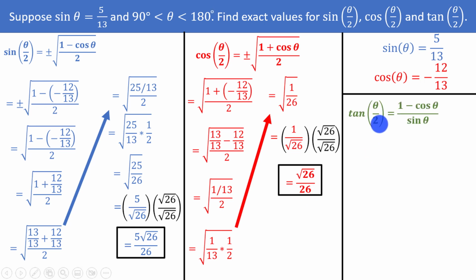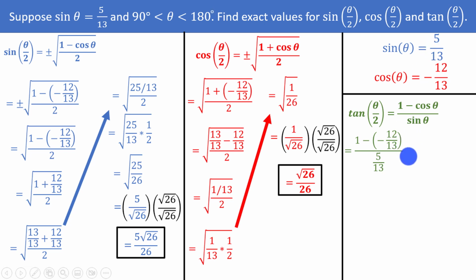Finally, tangent of theta over 2 is the same thing as 1 minus cosine of theta divided by sine of theta. There are 3 options for tangent of theta over 2, and I've just chosen one of those 3. Cosine of theta is negative 12 over 13, and sine of theta is 5 over 13. So we have 1 minus negative 12 over 13 for cosine divided by 5 over 13 for sine.